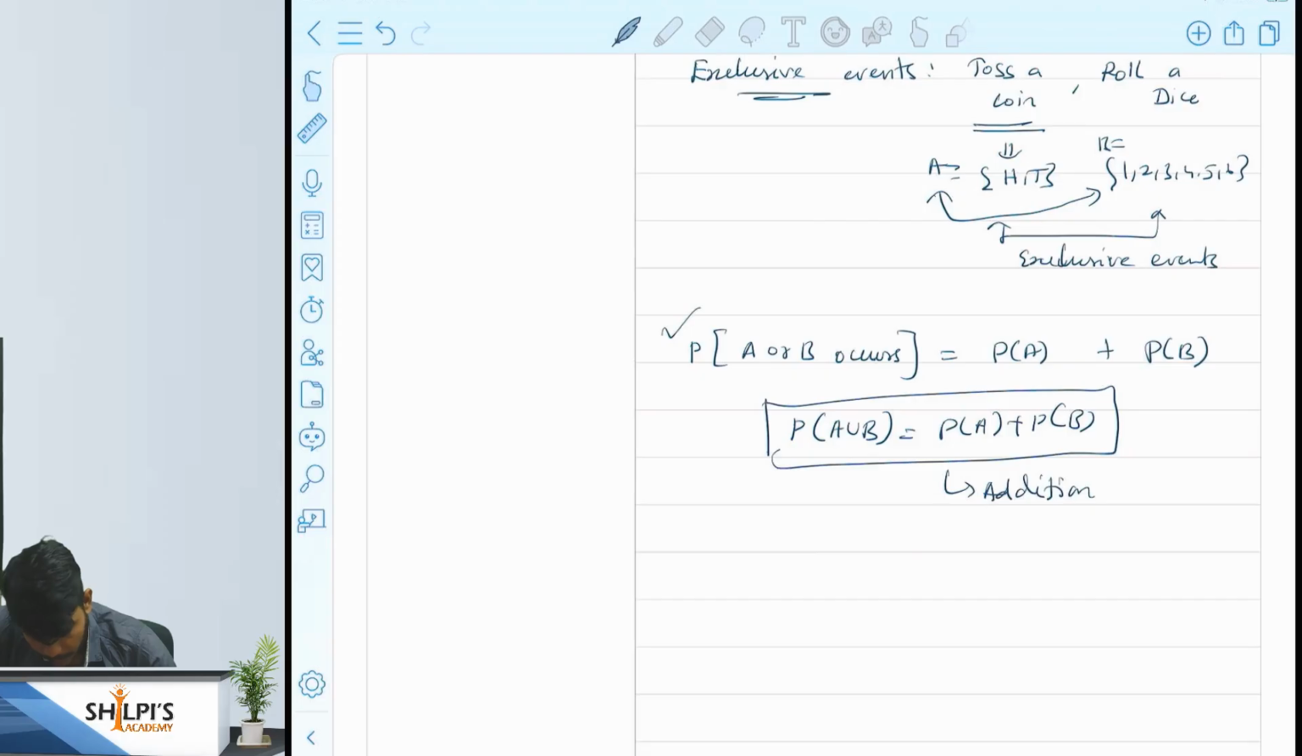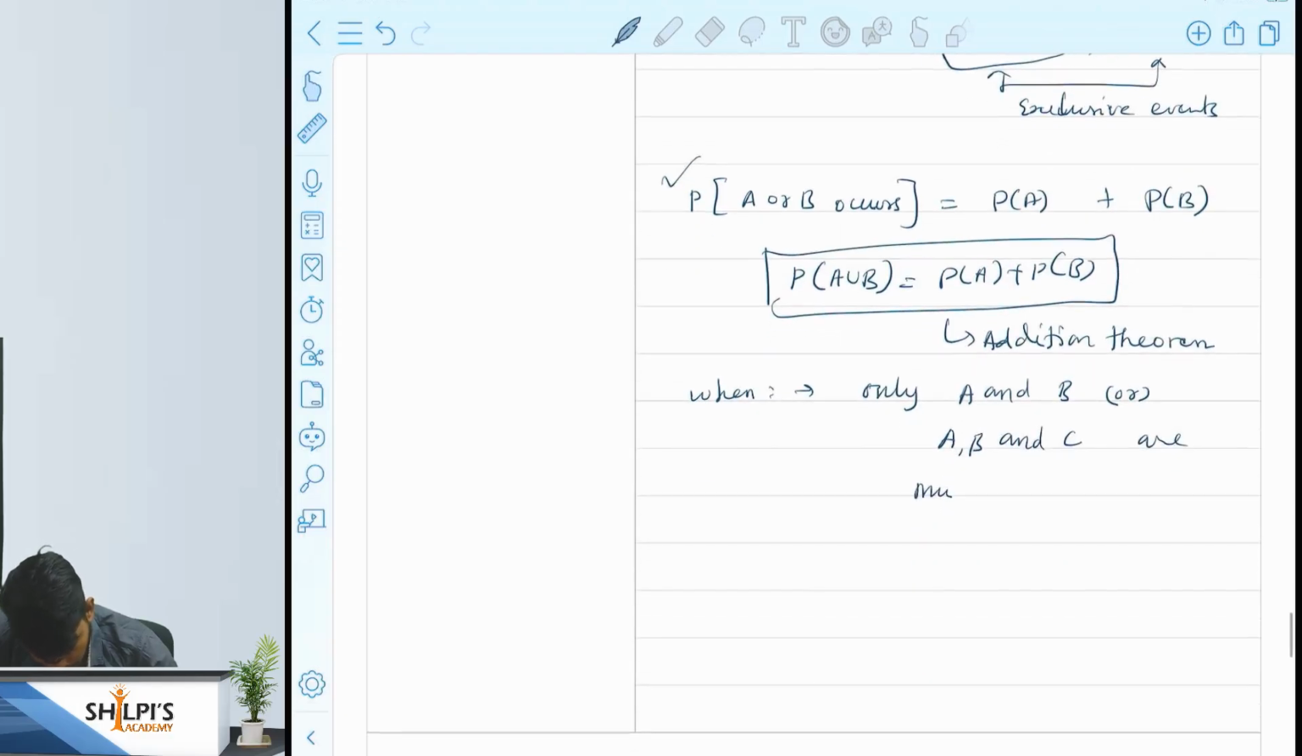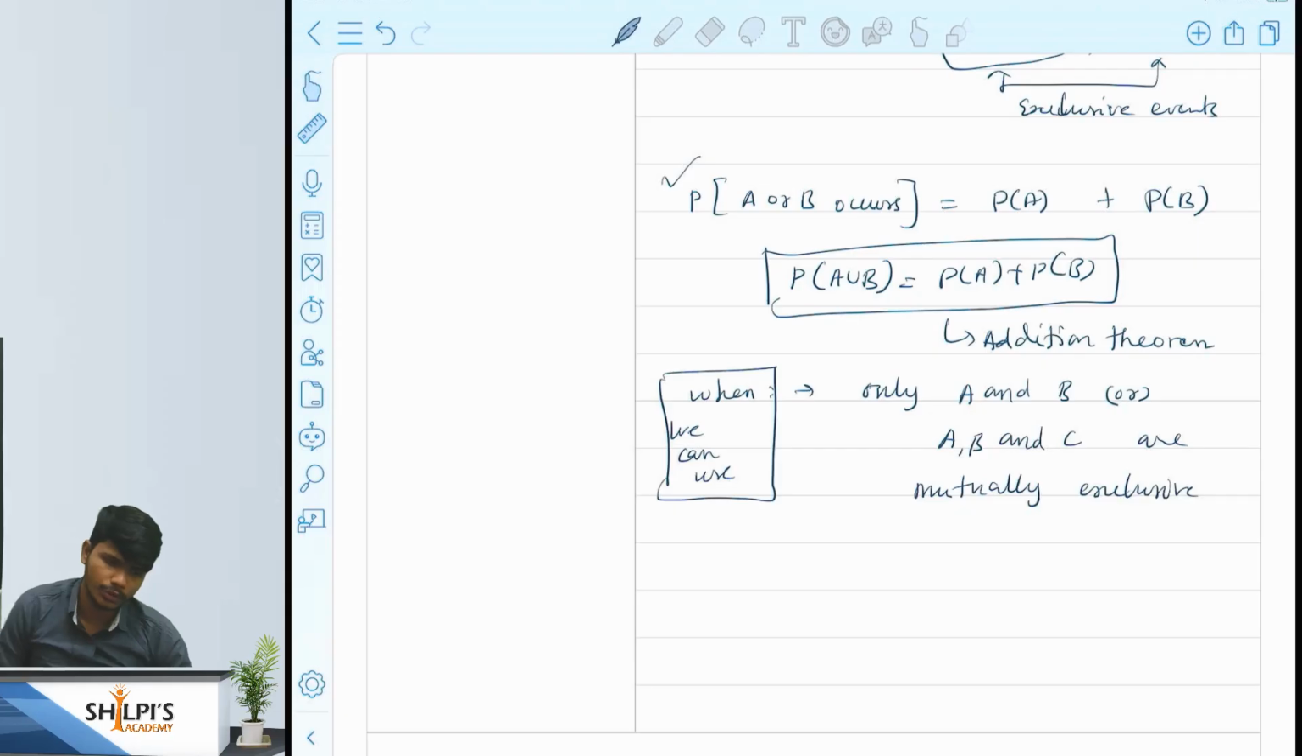So we will use the addition theorem only when we have two events A and B, or sometimes three mutually exclusive events A, B and C. When we have two or three mutually exclusive events, we can use the addition formula.